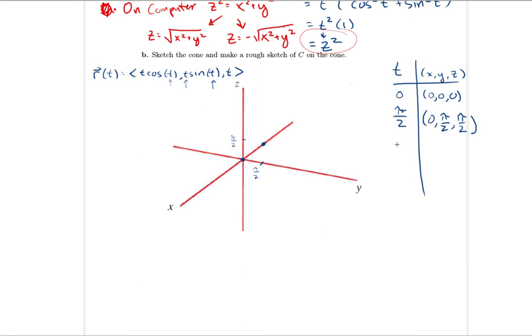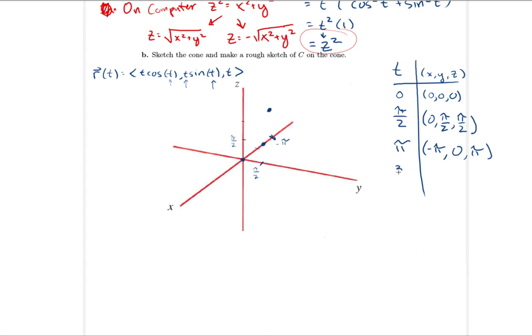All right, so now let's try pi, right? That would be the negative x-axis. So when I take the cosine of pi, I get -1, so that's going to be negative pi. The sine of pi is 0, and then pi. So I'm going to go up pi here, and here's negative pi over 2, here's negative pi. So we'll have something like that.